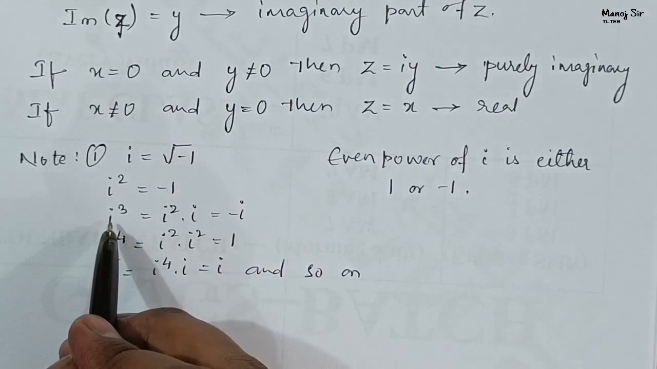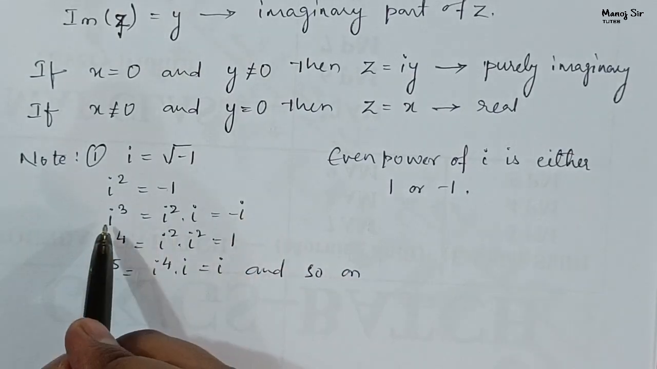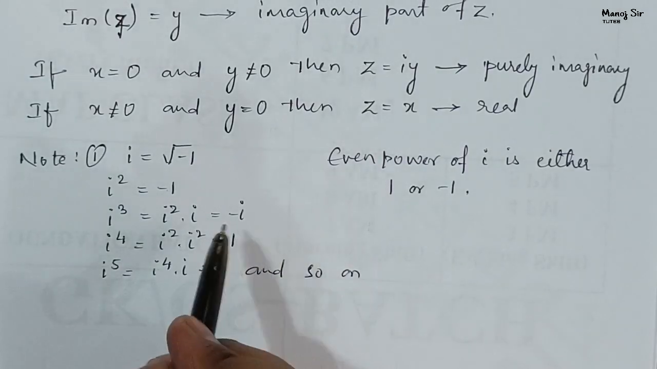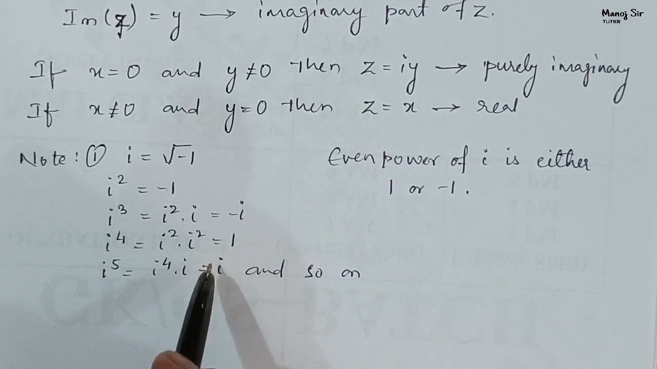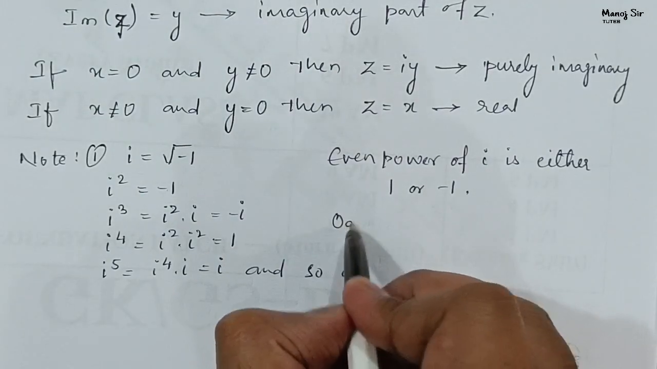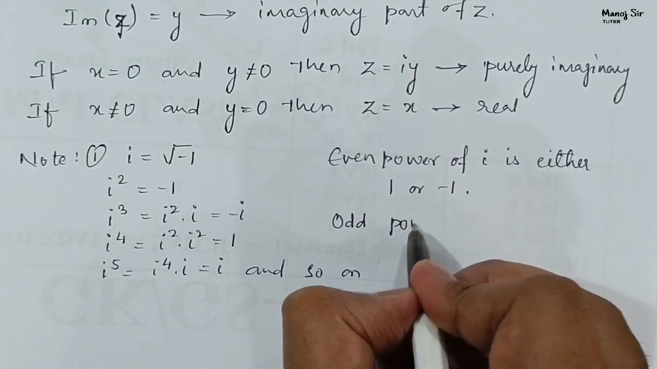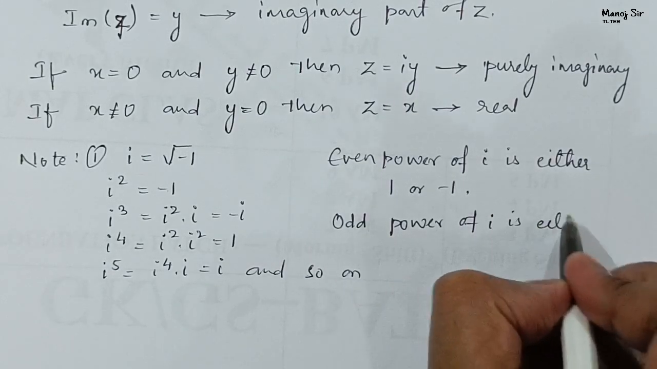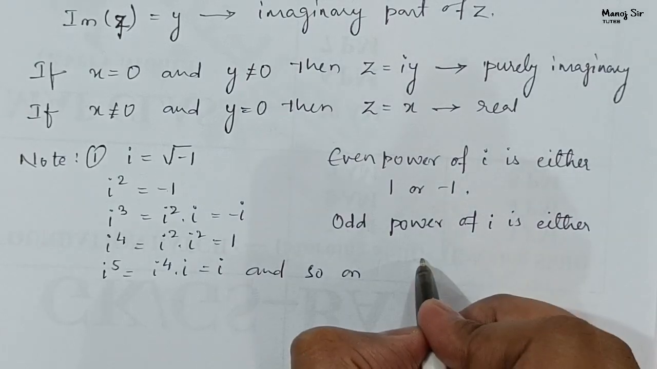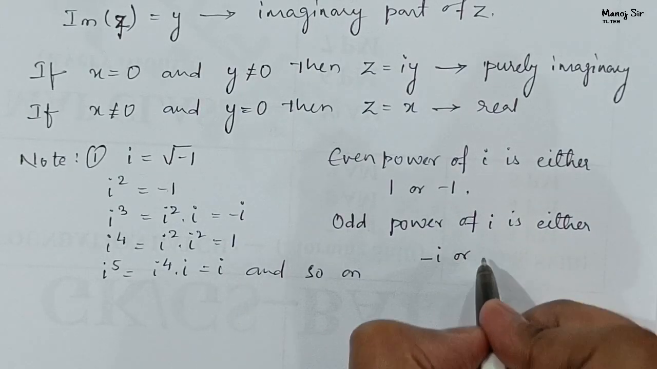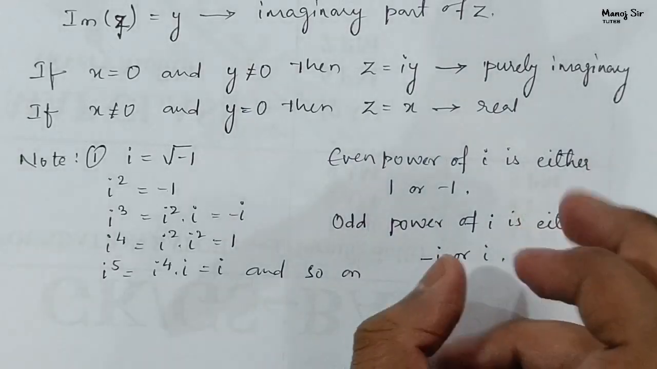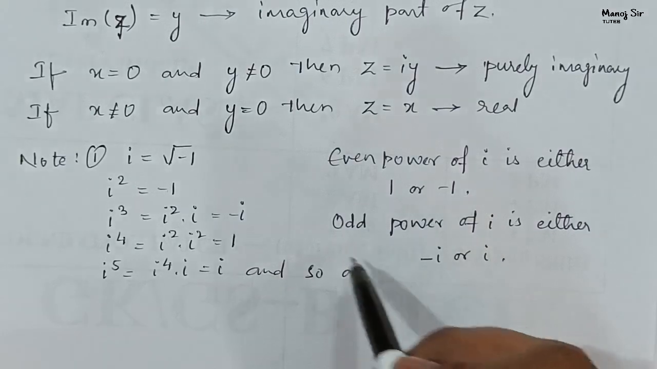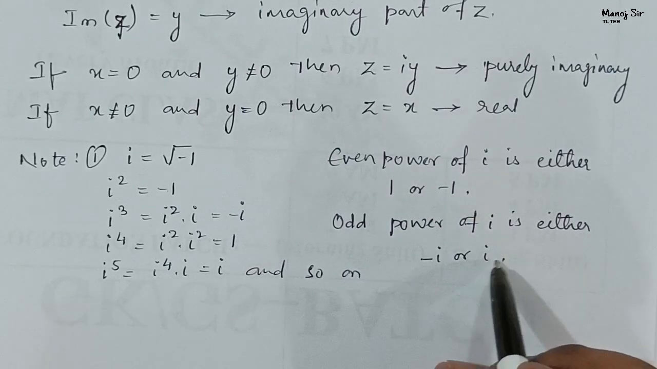So you can see the odd power of i, that is i to the power 3, i to the power 5, i to the power 7, i to the power 9, the value is either minus i or i. So we can say odd power of i is either minus i or i. Okay, this is a very important observation. That is, even power of i is either 1 or minus 1. Odd power of i is either minus i or i.